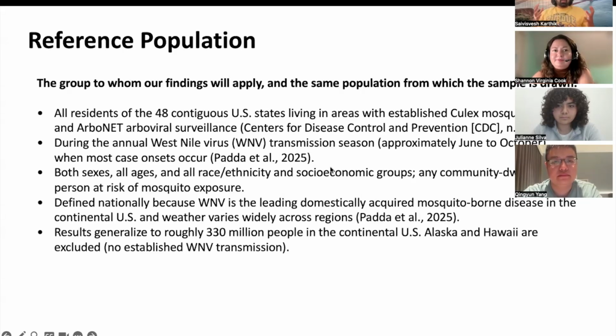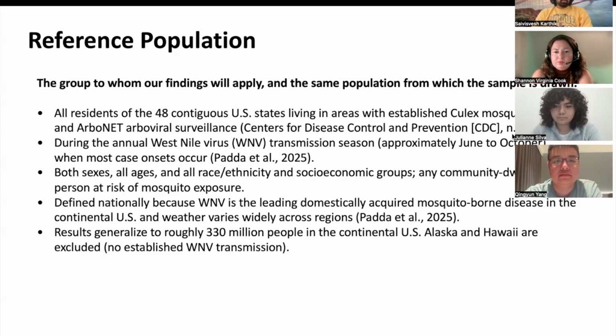So our reference population is basically the group for whom our findings will apply, and it's also the population that we'll sample from. In our case, we define it as basically anyone living in the 48 contiguous United States who live in areas with established Culex mosquito vector populations and also are surveilled by the ArboNet system, which is run by the CDC.